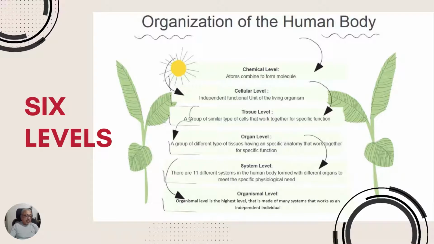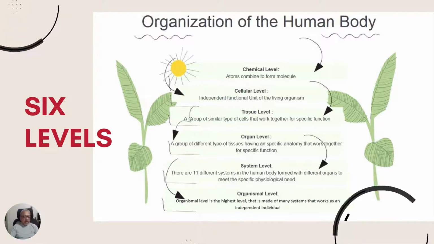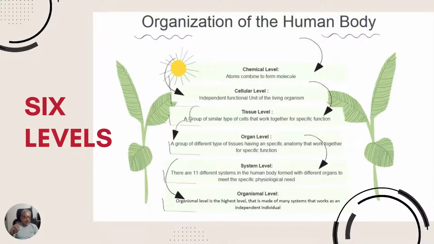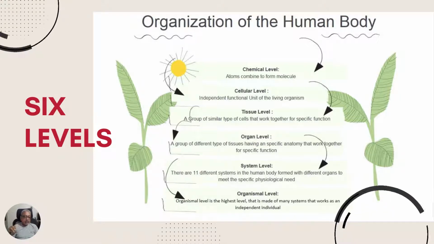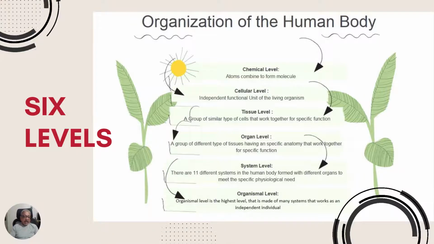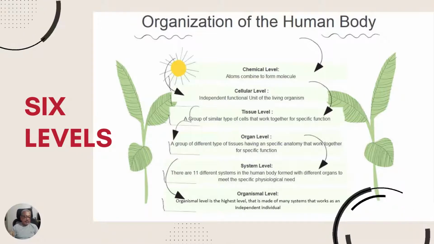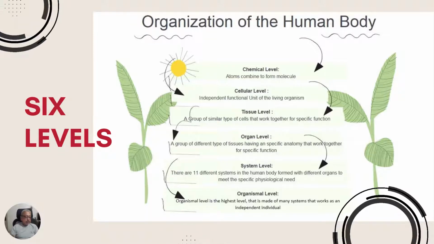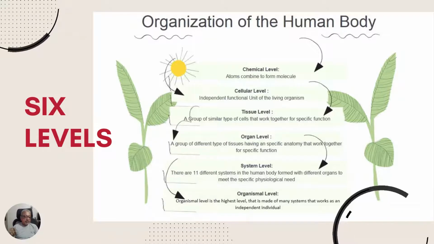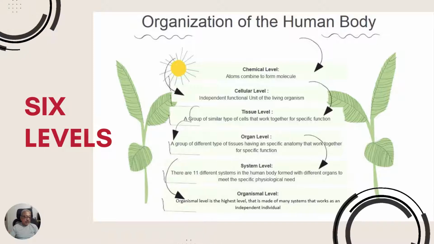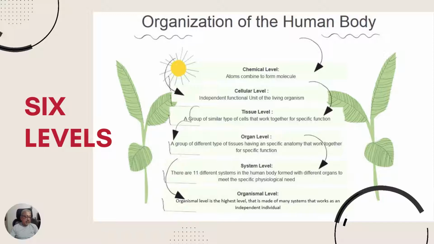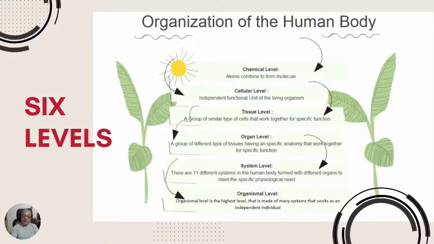A system is a group of organs that work together to perform a specific function. For example, the stomach, small intestine, and large intestine are the organs of the digestive system. They work together to digest food, absorb nutrients into our body, as well as for the excretion of waste products. Finally, the human body as a complex organism is made out of many systems.